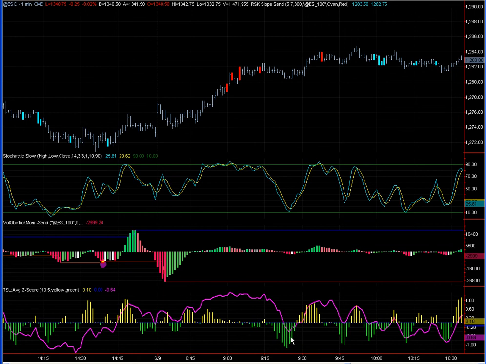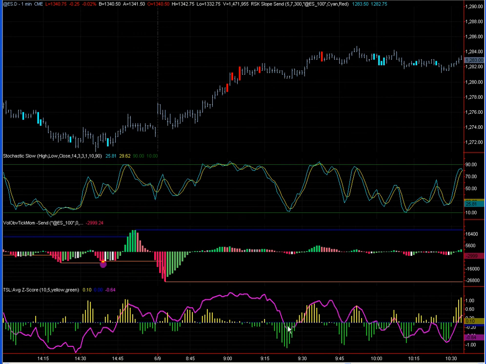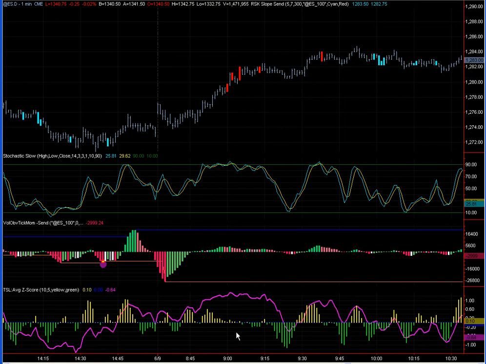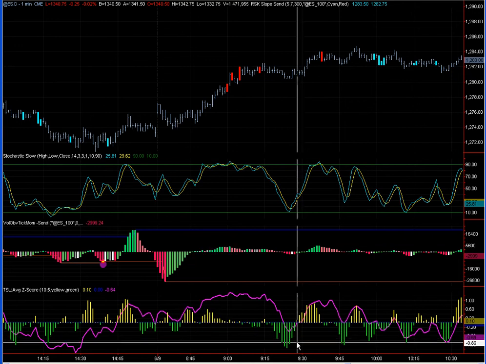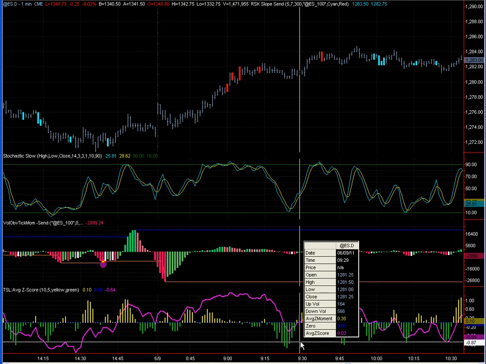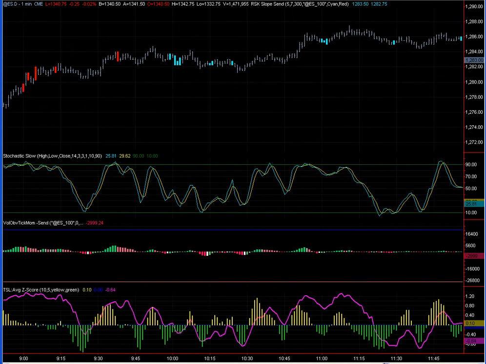Anytime the z-score here on the 1-minute chart has gone from negative, below zero, to above zero, this would be a buying opportunity. So we'll identify it more clearly here in a minute. But the next opportunity would be right in here, right as it's going above the zero line. Let's look at another instance.